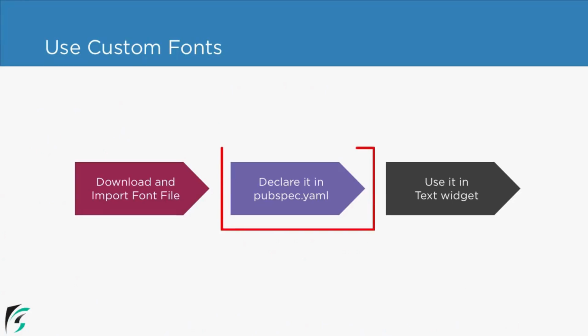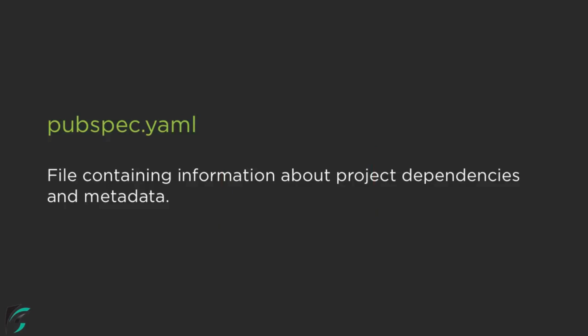So after step 1, let us follow our step 2: declare it within our pubspec.yaml. Firstly, what exactly do I mean by the pubspec.yaml file? This file basically contains the information about your project, such as its dependencies and also the metadata. If you have any experience in Android application development, then you can compare this file with the build.gradle file of your Android application. Now you might think, what is the YAML extension?